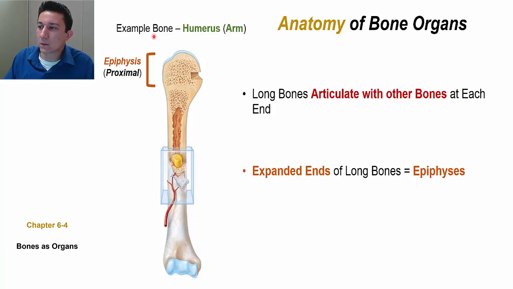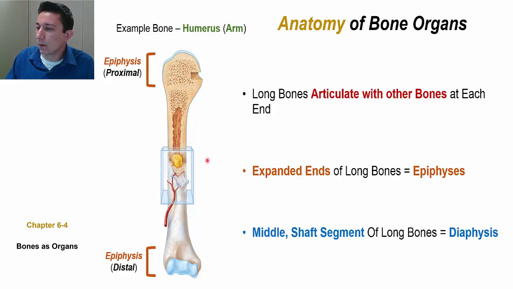And so this one just happens to be what's called the proximal epiphysis because it makes contact with the scapula or the shoulder blade. So this is the region that connects the humerus to the shoulder blade here. At the distal end, this is what's called the distal epiphysis, and this is where the bones of the forearm, that is the radius and the ulna, are going to articulate at the elbow joint. And then because we had the two expanded ends of the long bone, the epiphyses, they're connected by a long shaft segment in the middle of the bone, and we call that the diaphysis.